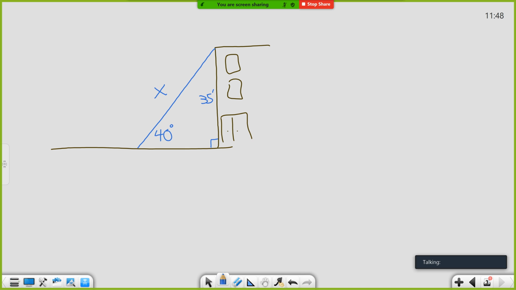Okay, solve that. Go through the 4 steps, set up your equation, solve the equation. Before you even start the problem, will x be bigger or smaller than 35? Bigger. Why, Nora? Because x is the hypotenuse and the hypotenuse is the biggest. Well said. Okay, go ahead, solve that problem.